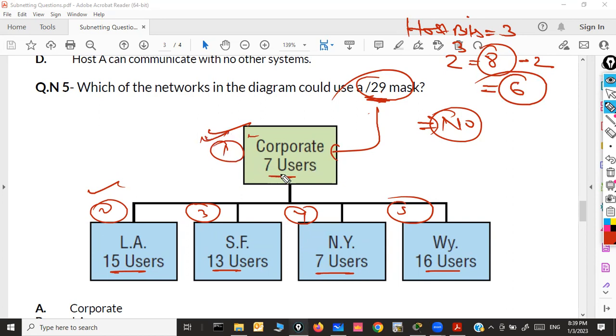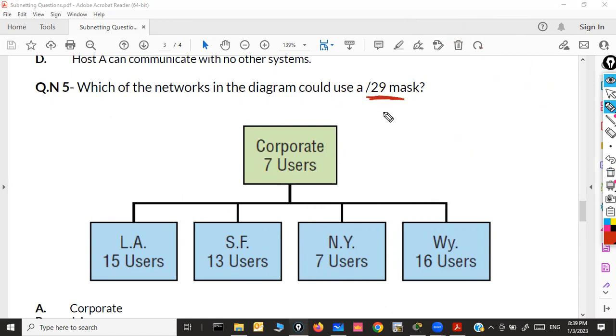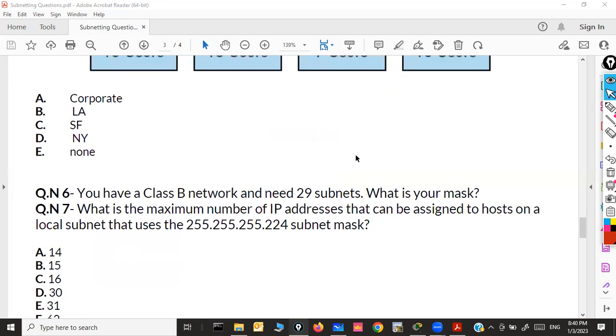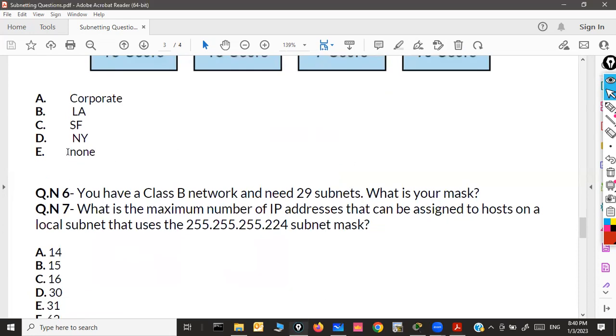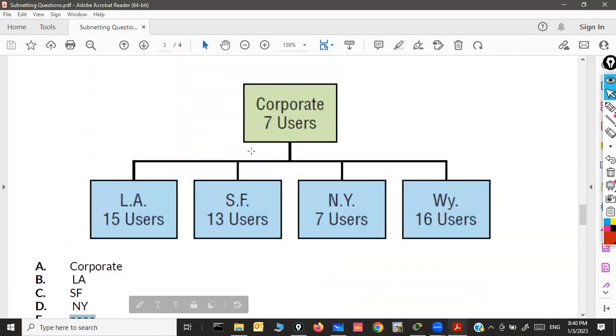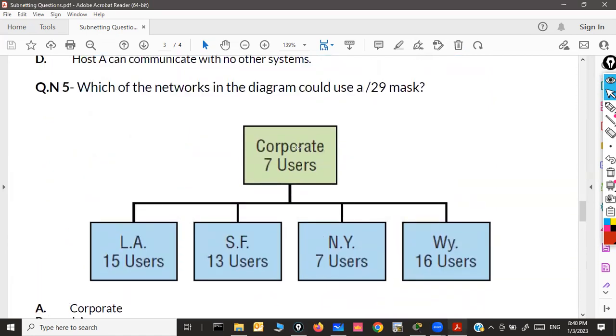And here the smallest subnets that I can see are the 2 subnets, corporate and NY, but it still needs minimum 7 usable IPs. If we are doing subnetting this way with a /29 mask, the maximum would be 6 usable IPs, so it will not fit any subnet. So probably the option here is none. Yes, the answer is correct, none. Answer E means we cannot use the /29 mask in any subnet.